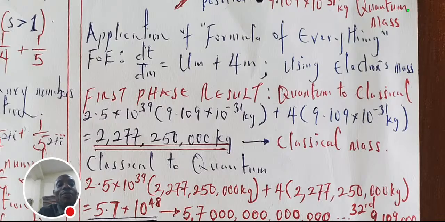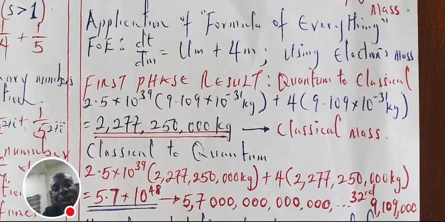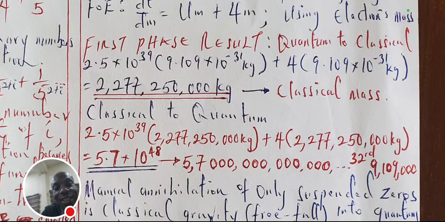In parentheses, we have the mass worth of electron, which is 9.109 times 10 raised to power minus 31 kilogram. We close that parenthesis, plus, then we have this 4 outside the parenthesis, then we put the value of electron right there. So now, once you execute this, what this will give you will be the value that we have right down here, that is being underlined.